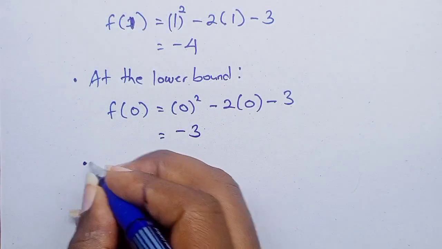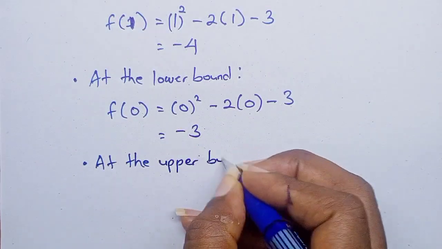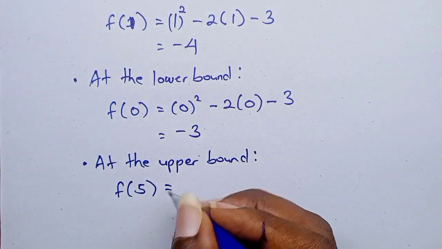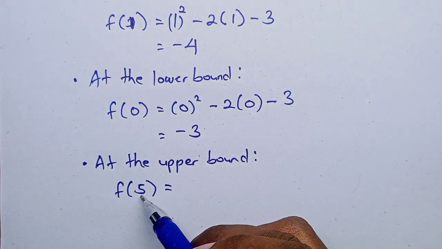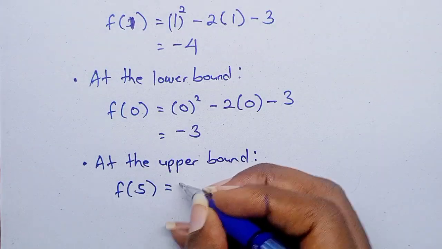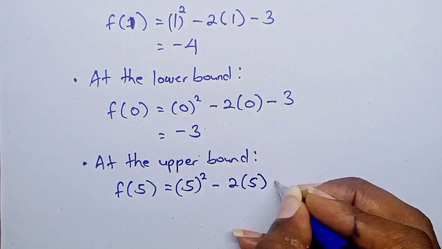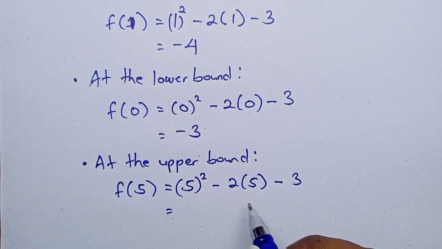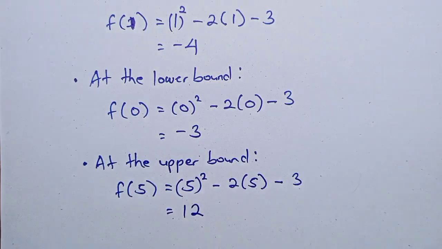Let us evaluate at the upper bound. So at the upper bound, that is f of 5. Remember, x lies between 0 and 5. So the lower is 0 and the upper is 5. So this will be 5 squared minus 2 into 5 minus 3. 5 squared is 25. 25 minus 10 is equal to 15. 15 minus 3 is 12. So this gives us 12.